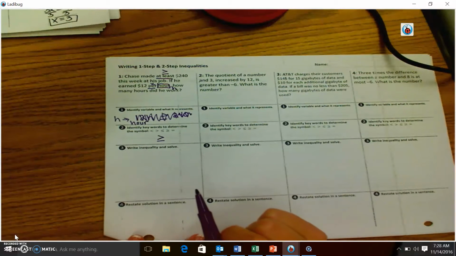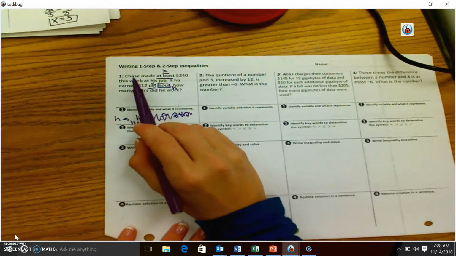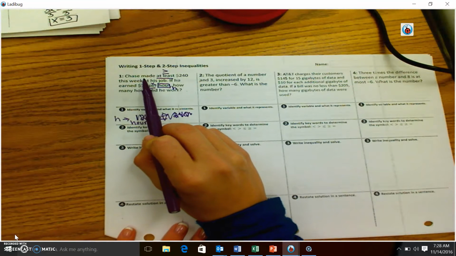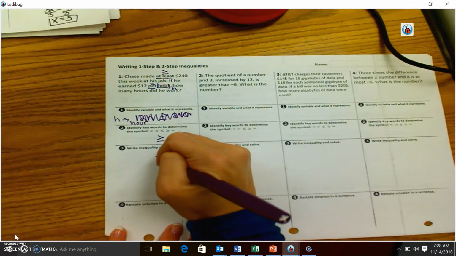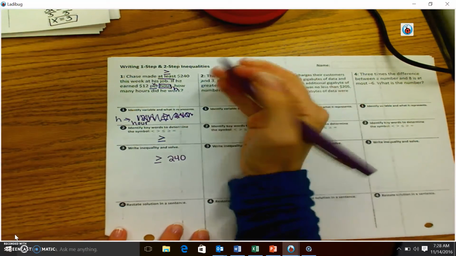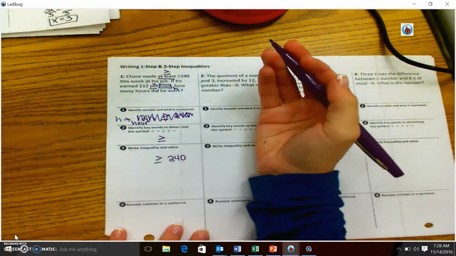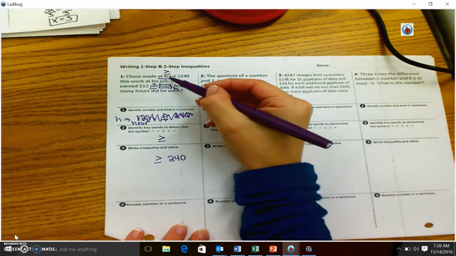Third step, we need to write the inequality and solve. So let's go back to our word problem. Chase made at least $240. So we're going to write our inequality sign and we're going to put $240 after it because that's how much he made total. He could make that or he can make more than that. That's what this at least word is saying.